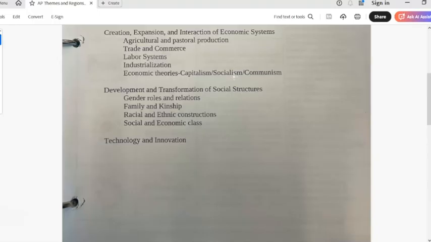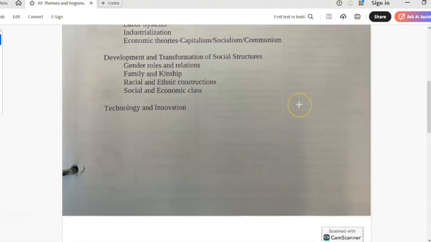Okay. And then we talked about the economic theories, capitalism, socialism, and communism, and we'll go into great depth in those in this class. Please, please, please, there is no reason why you should get these confused. Every year kids do. Okay. But you should know, in America, we are a capitalist country, not a communist country. Every year they confuse capitalism and communism, and I have no idea why. Because yes, the definitions are similar, but in no way are these economic systems similar at all whatsoever. Okay. Development and transformation of social structures is the next theme. Okay.